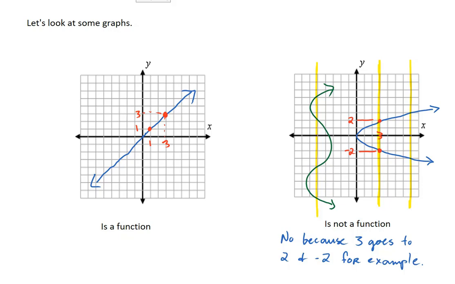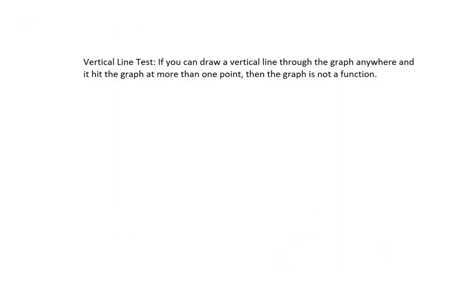This results in a common rule known as the vertical line test. The vertical line test says that if you can draw a vertical line through the graph anywhere and hit the graph at more than one point, then the graph is not a function. And we saw that in the previous graph. So this gives you just a real quick visual check to know if a graph that you're looking at is a function or not. If it overlaps itself vertically, it's not a function. If it doesn't, it is.